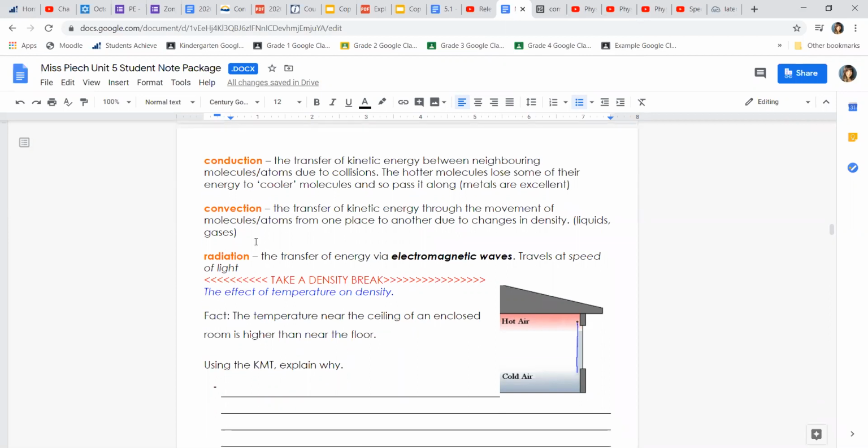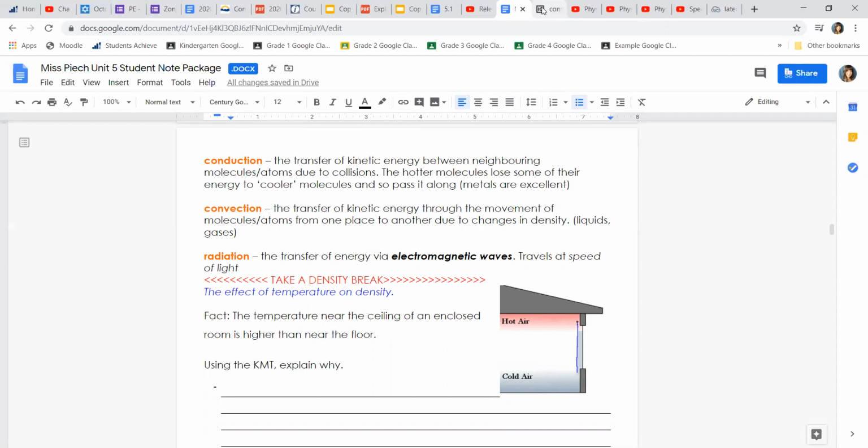Convection, think of a convection oven or something like that. That's the transfer of kinetic energy through the movement of molecules or atoms from one place to another due to changes in density. The heat rises, the cool air goes down, but if the heating source is at the bottom, then as that cooler air goes down to the bottom, it gets warmed up and goes up higher. So it basically makes everything an even temperature.